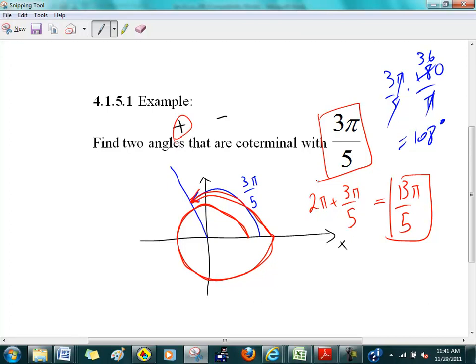No, listen up, Ray. I said that I want two answers, and I gave you the positive one because that's easy. You give me the negative one. You got to give me a negative answer, dude. Negative 7 pi over 5, is that what you're saying? Or are you saying 7 pi over 5? Negative 7 pi over 5, yes.